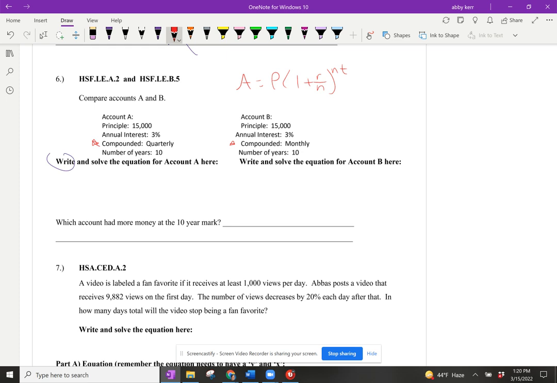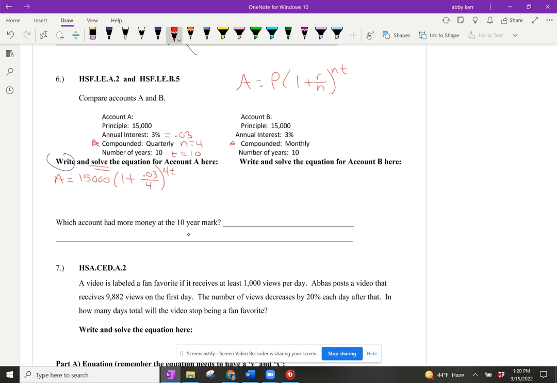Now this is our principal. To make it our rate, we have to divide by 100. This is our n value, and then this is our time. So we're going to put this all together. It's $15,000. Always 1 plus the rate divided by 4, and then 4 times t.